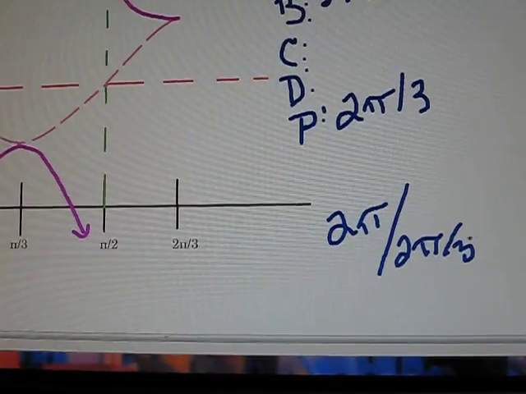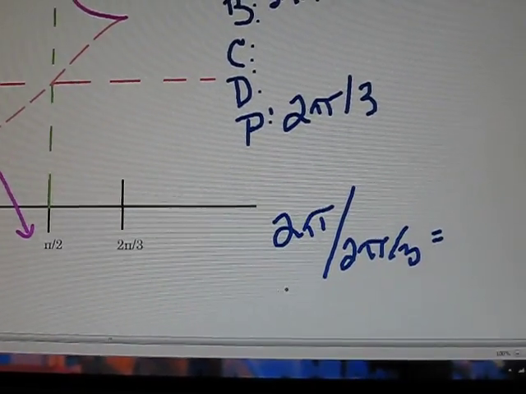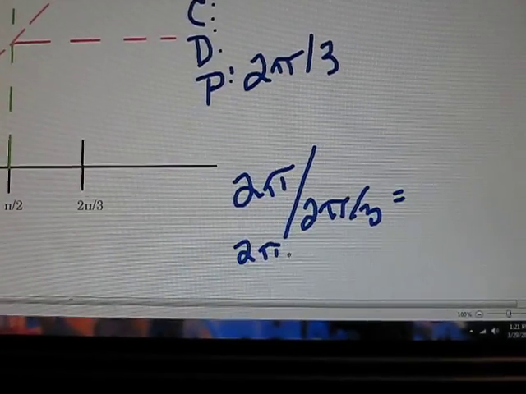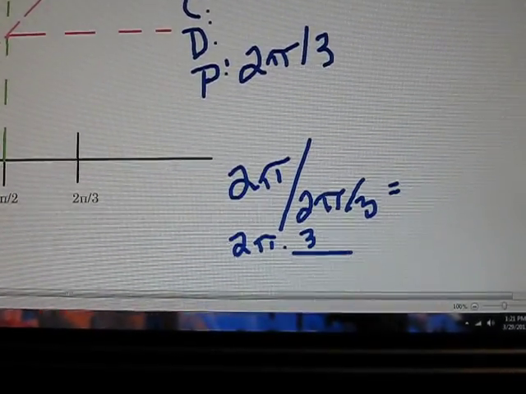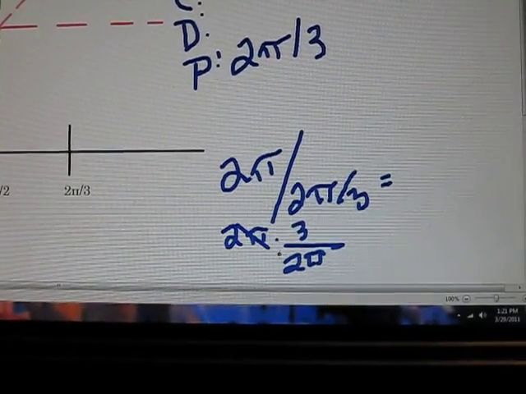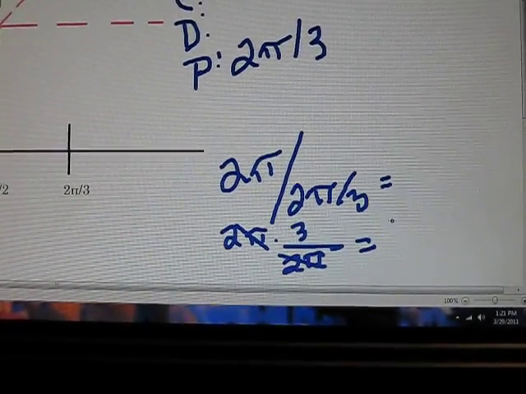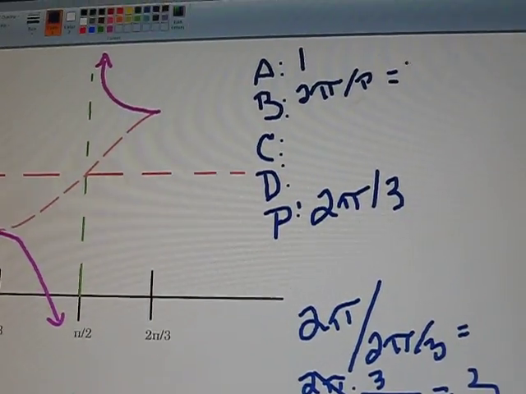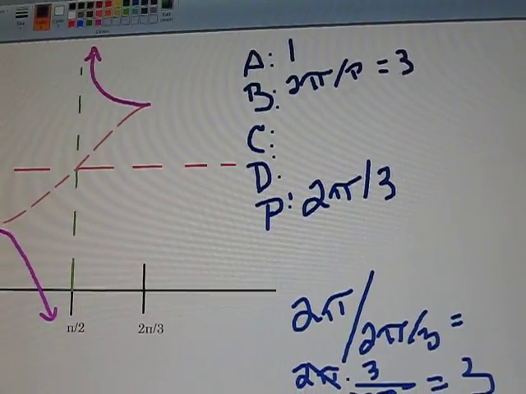That's an awful fraction, and you can solve that by going 2 pi times 3 over 2 pi. And those cancel. So b equals 3. Actually, go up there and insert 3.